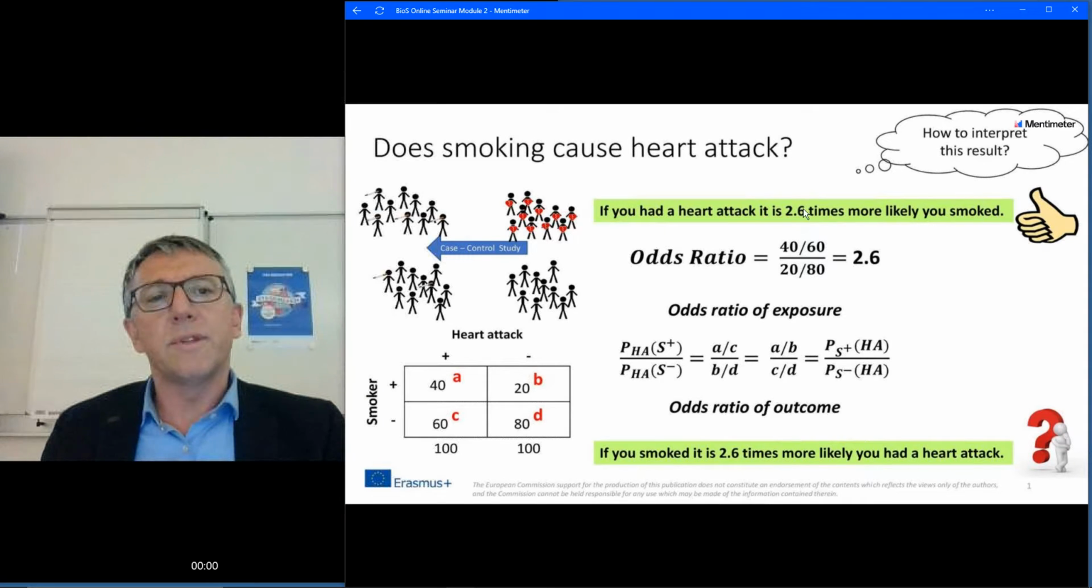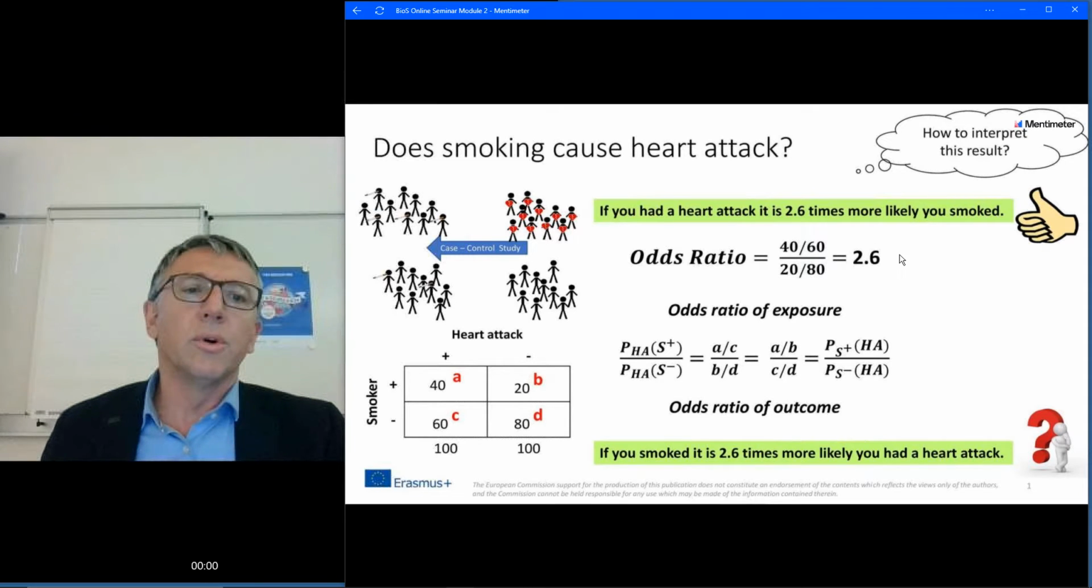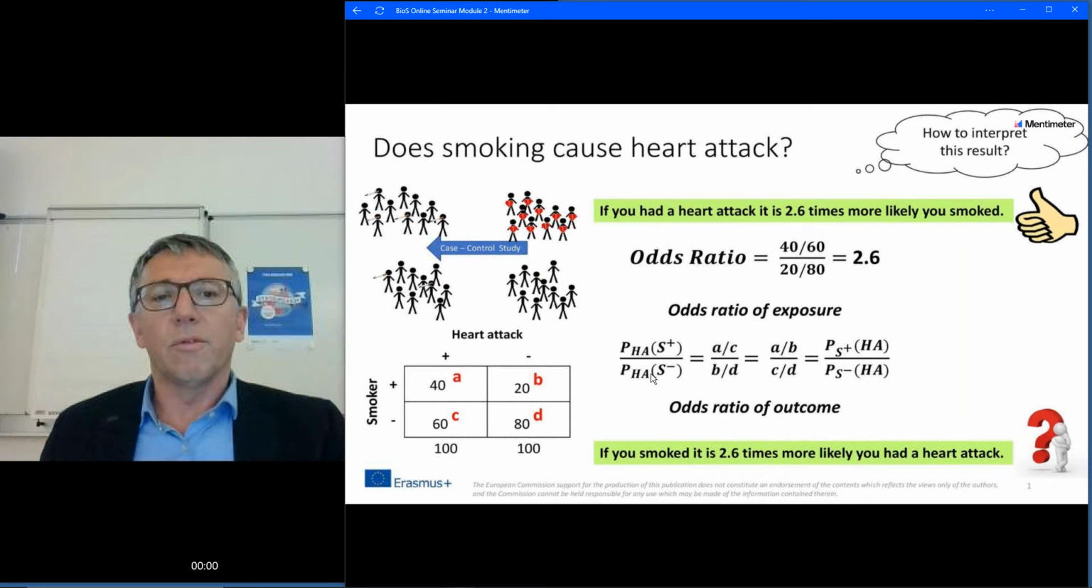So from the case control study, we can obtain the information that if you had a heart attack, it is 2.6 times more likely you smoked. This is the odds ratio of the exposure. So the odds ratio of the exposure is the probability of having smoked in the condition of a heart attack divided by the probability of having not smoked under the condition of a heart attack. This is A divided by C divided by B divided by D.